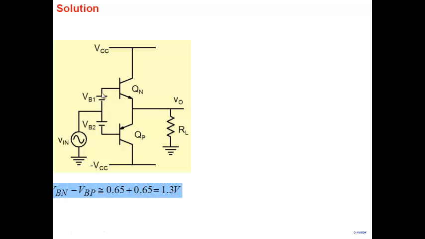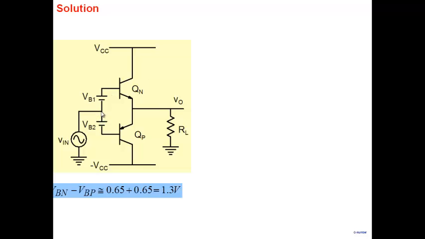VB1 we are saying is about 0.65 and VB2 is this one here. So as I start, note that VBN is the base voltage of the N-type, and VBP is the base voltage of the P-type. VBN minus VBP should be about 1.3 volt, roughly.